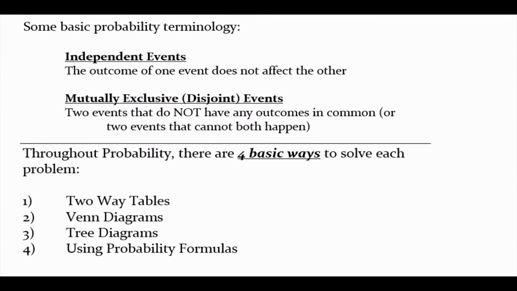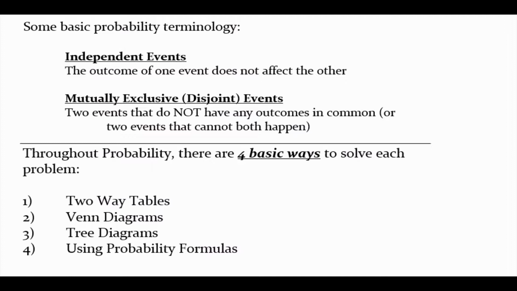So here we go. Independent events. The outcome of one event does not affect the outcome of the other. An example of two independent events: one event is, is it going to rain today? An independent event with that would be, how am I going to do on the test? Does the weather have any bearing on how I'm going to do on a test? No, right? You studying has everything to do with how I'm going to do on a test.